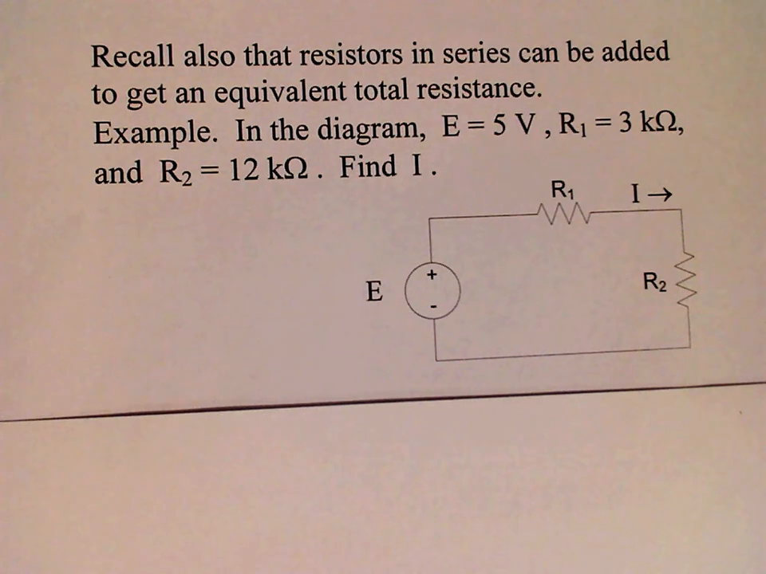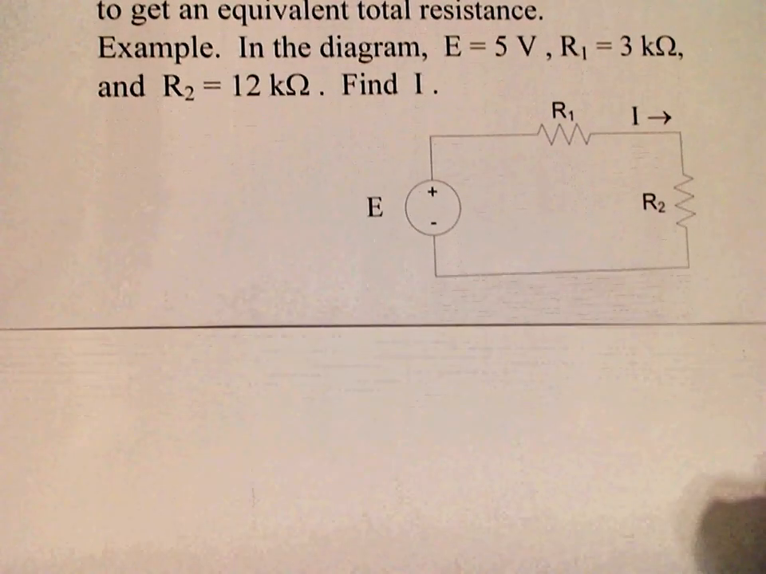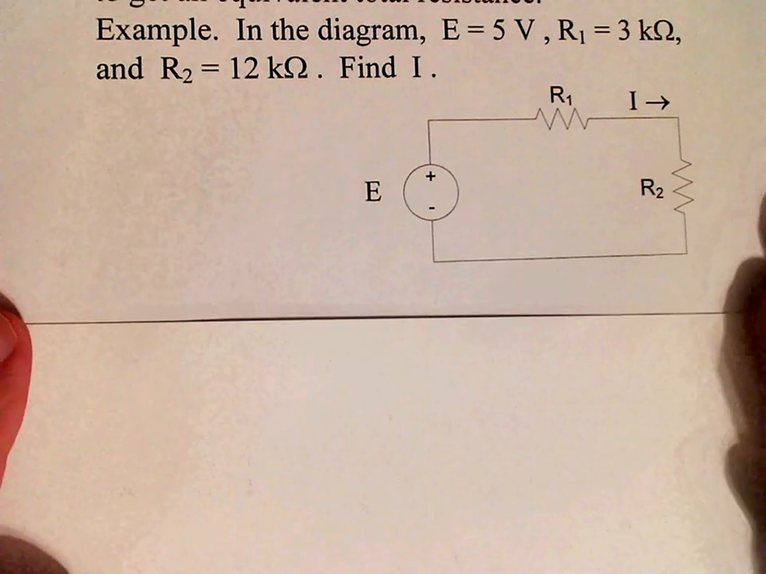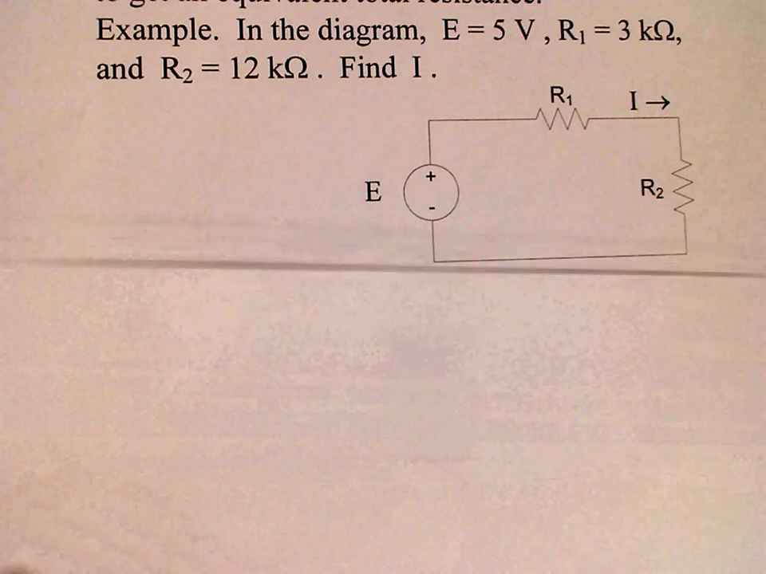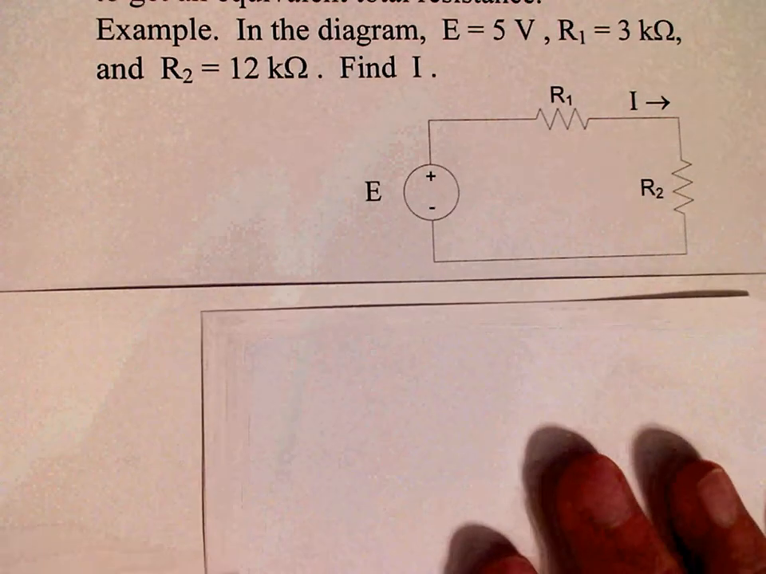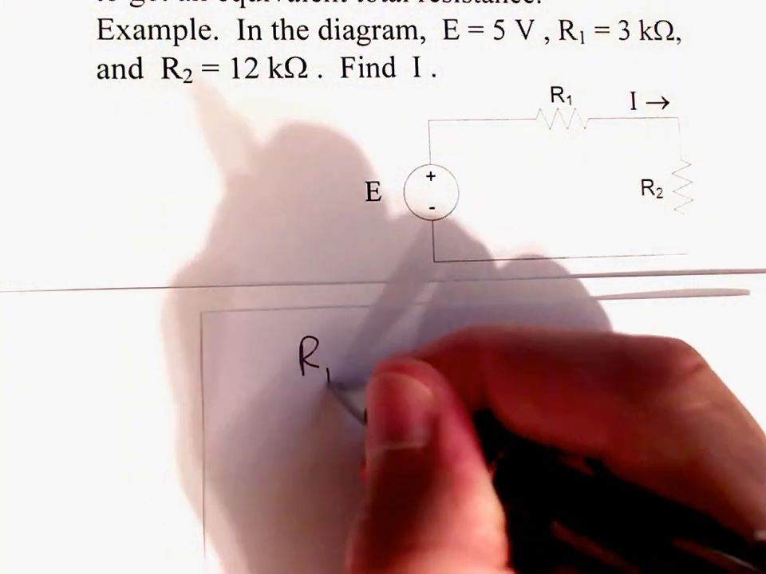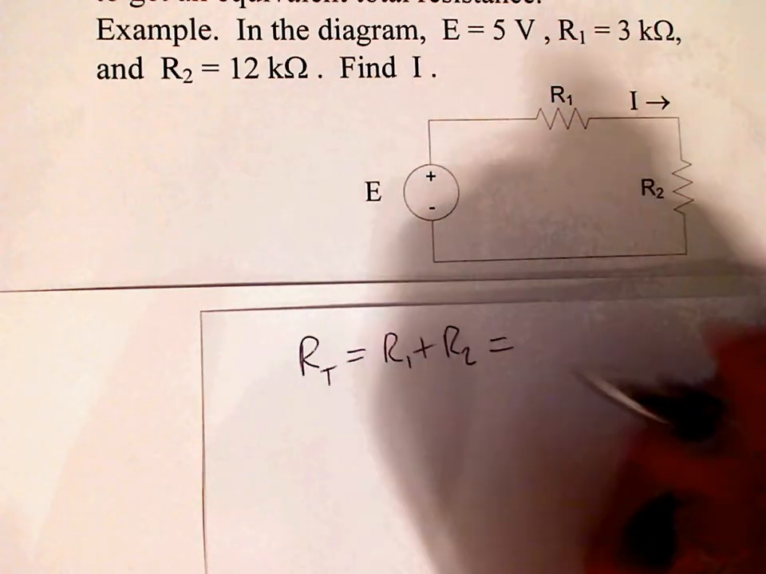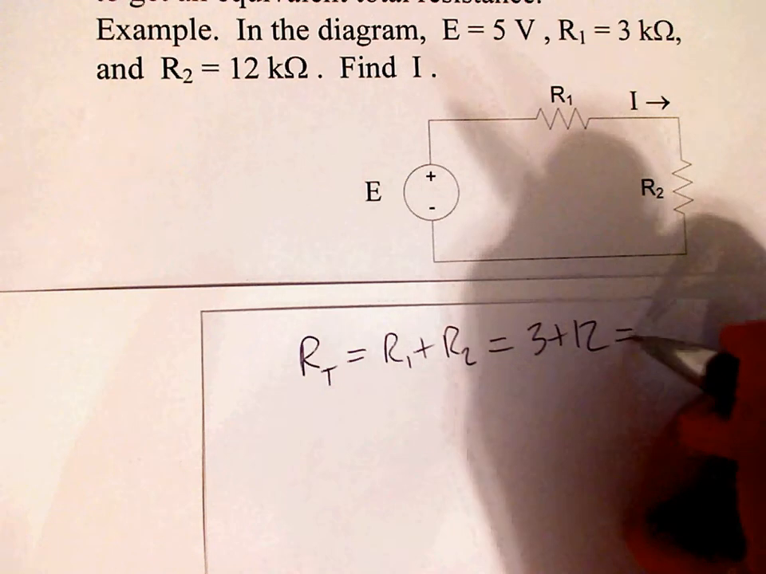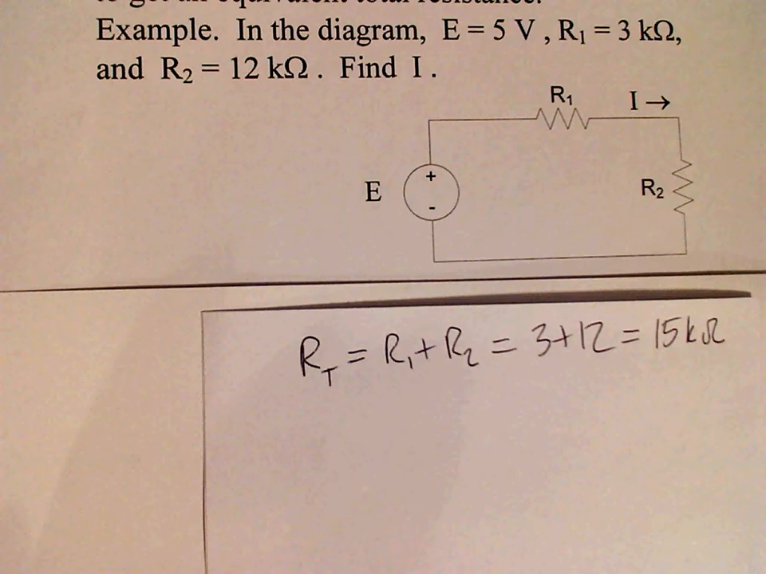So here's an example. A simple circuit with two resistors hooked in series and a voltage source. And we want to find the current. The way we do this is first find the equivalent resistance. So total resistance is R1 plus R2, 3 plus 12, or 15 kilo ohms.